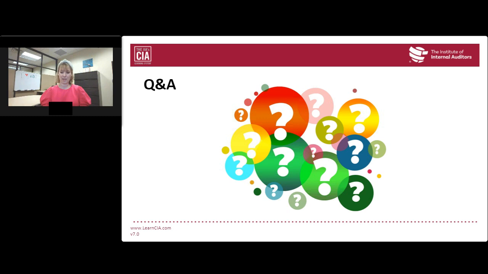And if you don't have the current version, if you have version 6 but you'd like to upgrade to the new version 7, you can apply for an upgrade at learncia.com/upgrade. And I believe that you'll have access to that in the FAQ as well. So that's something that you can Google if you didn't jot down the link to that.